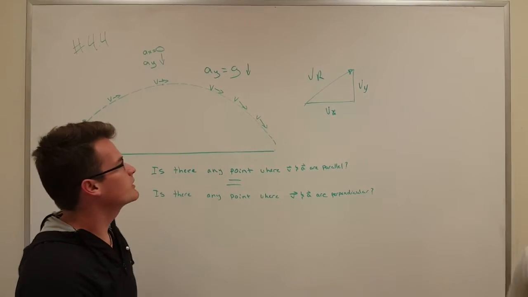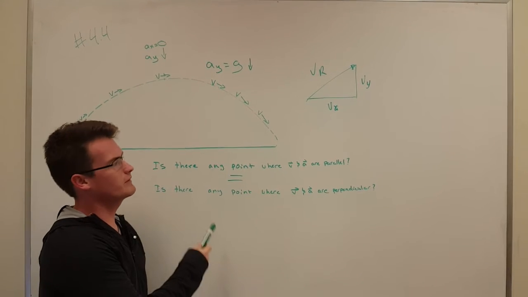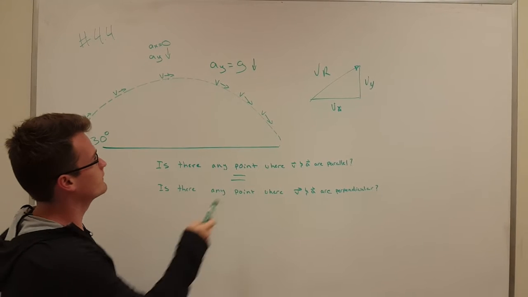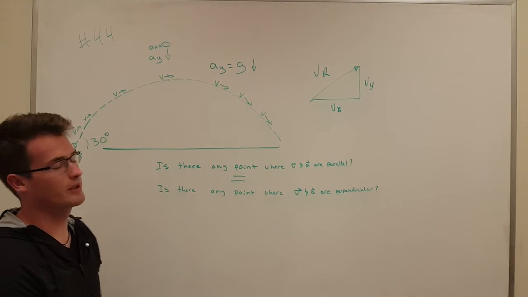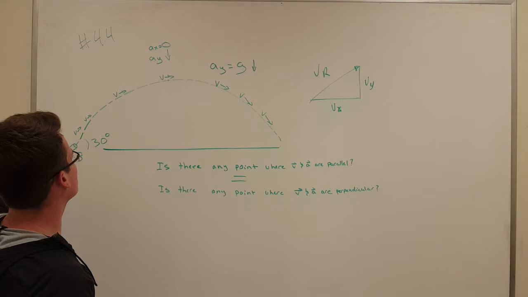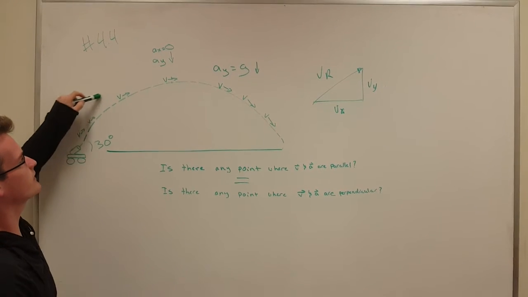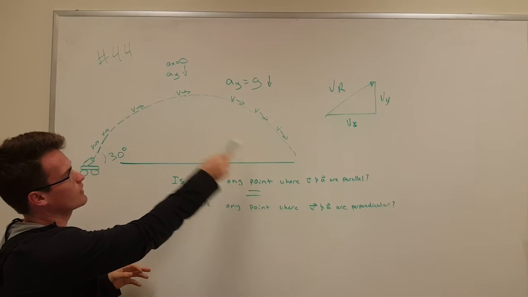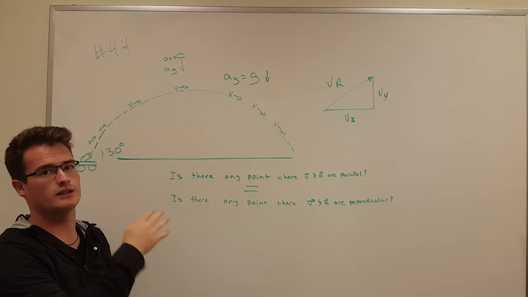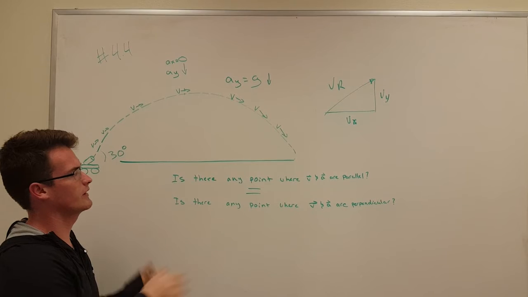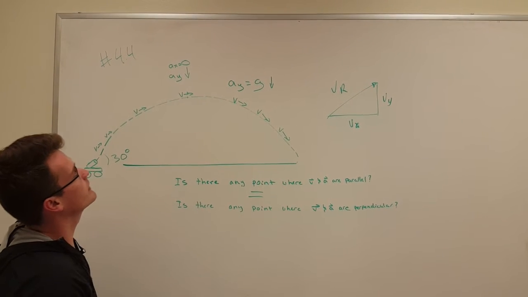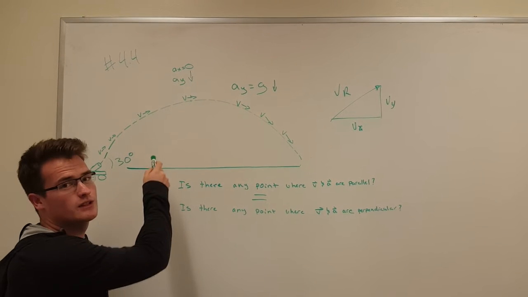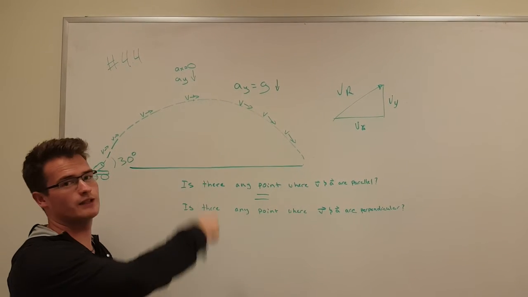Alright, so in this question, what we're trying to figure out is if there's any point on this parabolic curve where the velocity and the acceleration are parallel. And as you can see by the direction of the velocity at each point, there's not a place on this curve where the velocity and acceleration are parallel, like going in the same direction, because the only acceleration acting on this object is due to gravity, and it's in the negative y direction.